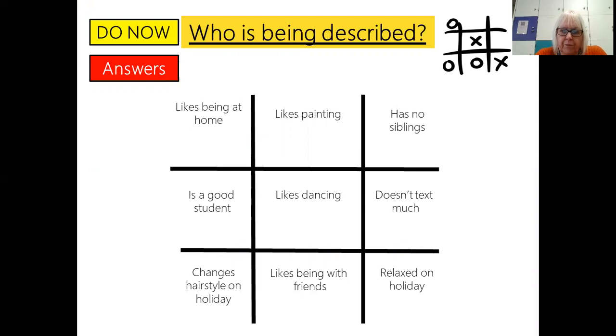Who likes being at home? Who likes painting? Who has no siblings? Who's a good student? Who likes dancing? Who doesn't text much? Who changes hairstyle? Who likes being with friends? And who relaxed on holiday? So have a think about these and see how many of you can get without looking back. How many of these can you remember? Or maybe just look back at the reading to check.